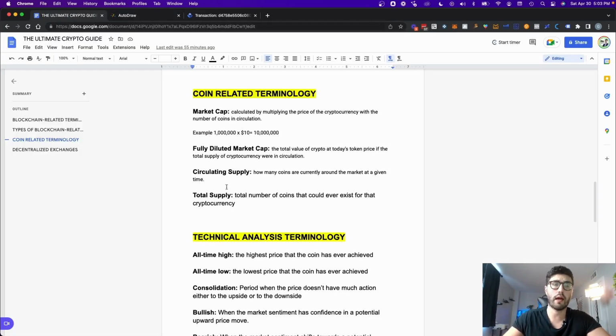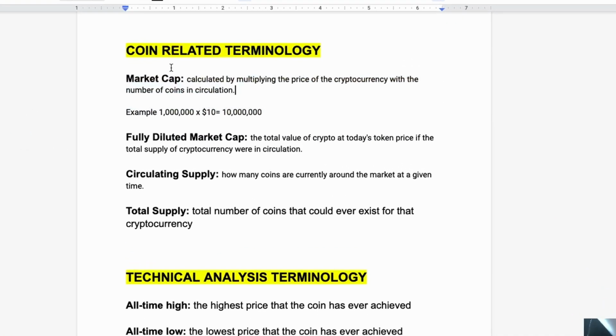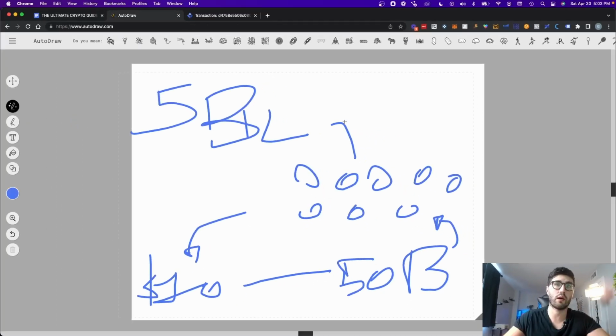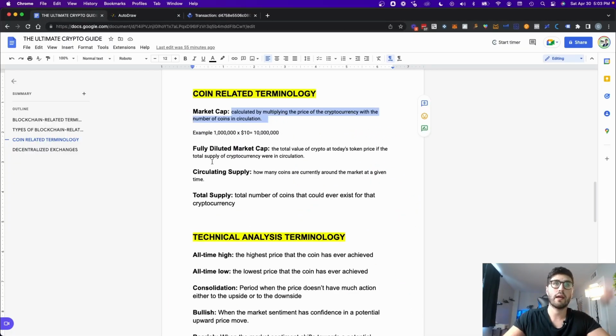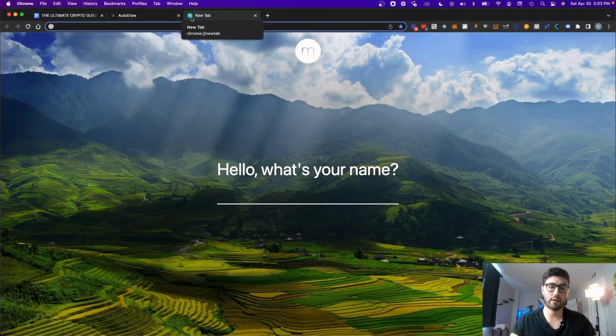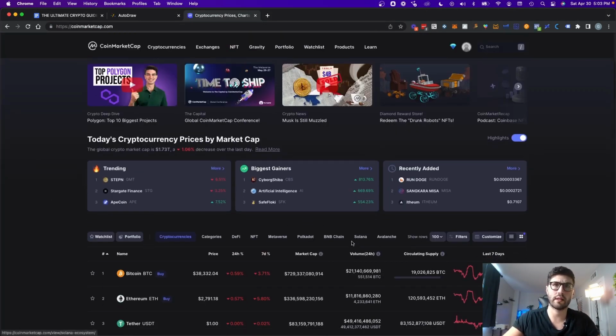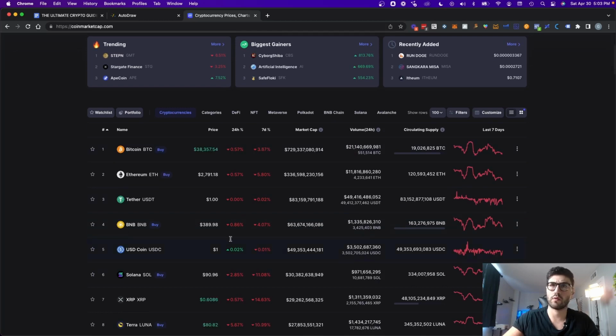So, and correlated to that, of course, is the market cap. So that's what we discussed like literally 2 seconds ago. And the market cap is calculated by multiplying the price of the cryptocurrency with the number of coins in circulation. And that's what we did earlier on. So a website where you can understand the circulating supply, you can get all the information, it's CoinMarketCap, and we'll talk about all the websites that you will need to use in order to get this information.